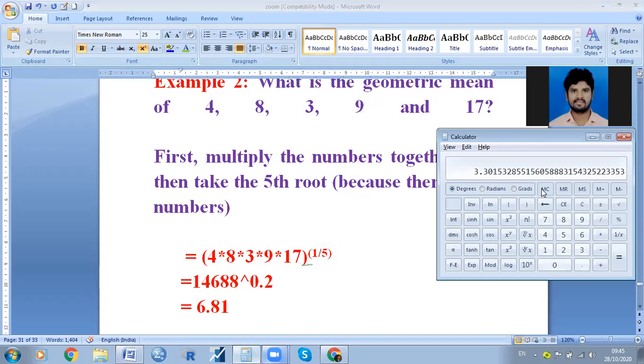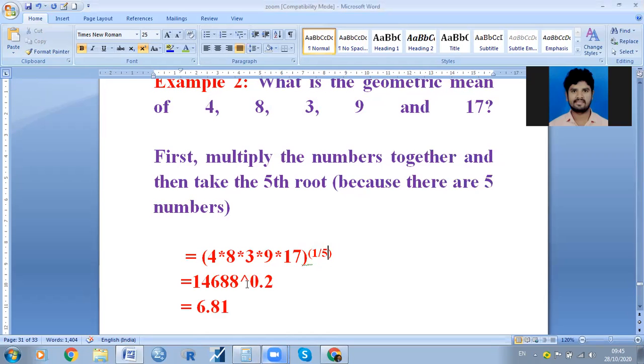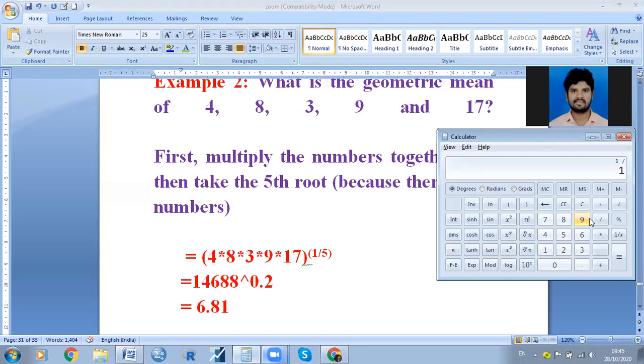So 4 into 8 is 32, 32 into 3 is 96, 96 into 9 is 864, 864 into 17 is 14,688. You can use the calculator also. Then power of 0.2. Why 0.2 here? When you do 1 by 5, you will get 0.2.